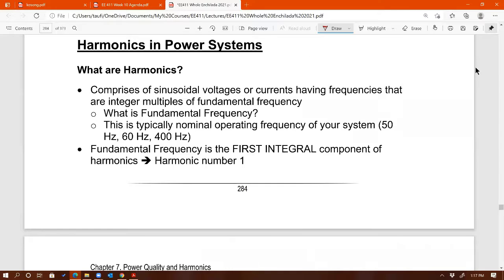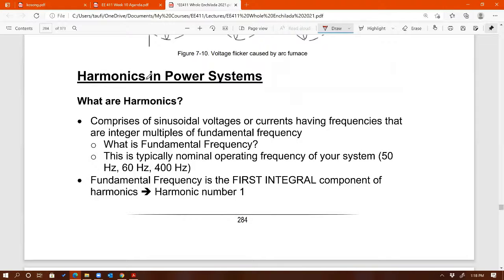All right, any questions so far? So I kind of went briefly on the different definitions of power quality events. So we're gonna focus on harmonics after this. No questions? All right. What are harmonics?